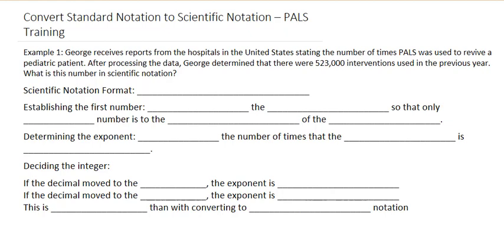Convert standard notation to scientific notation. George receives reports from the hospitals in the United States stating the number of times PALS was used to revive a pediatric patient. After processing the data, George determined that there were 523,000 interventions used in the previous year. What is this number in scientific notation?